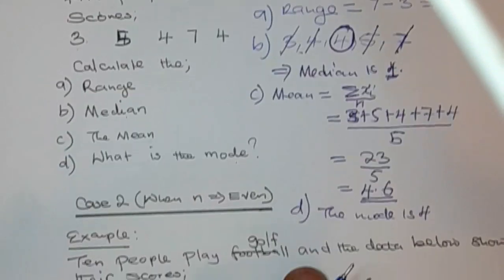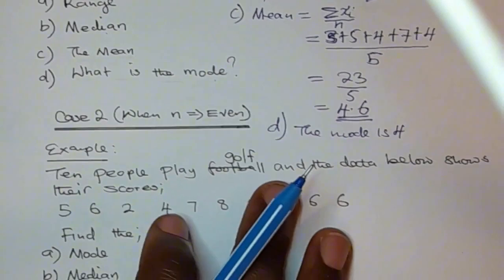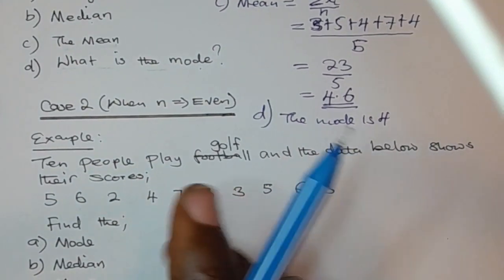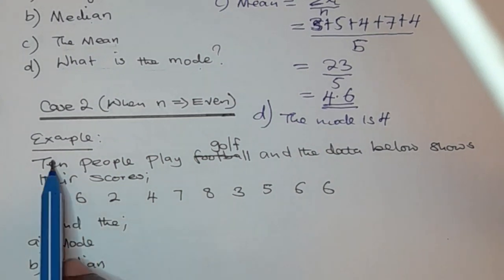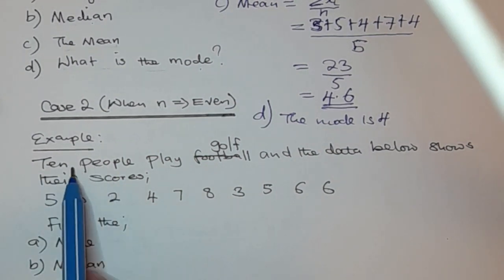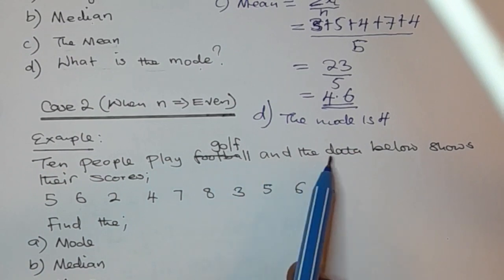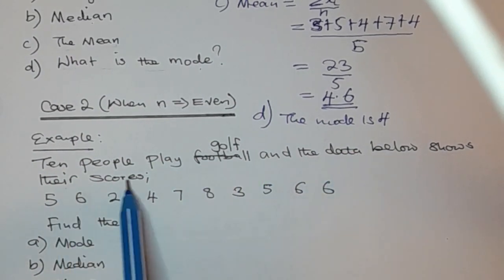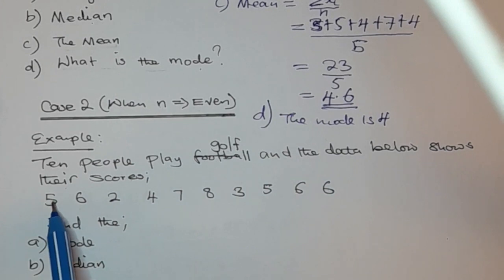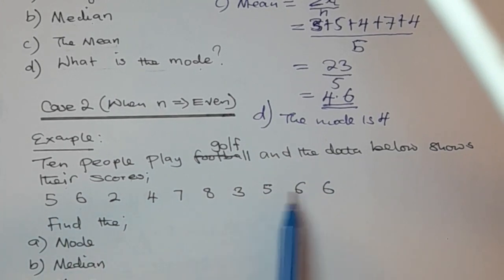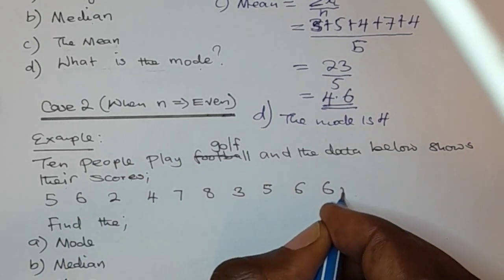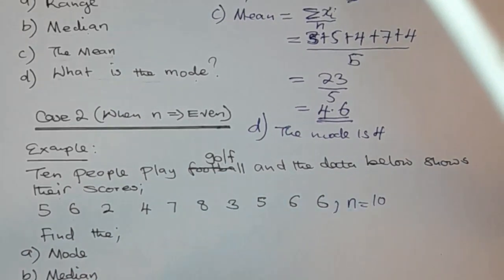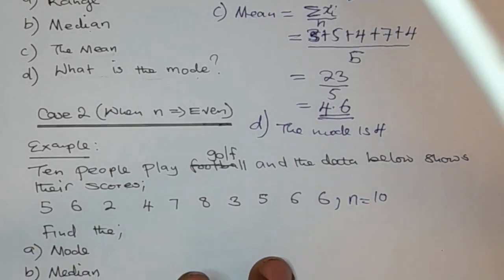Okay, now let's look at case number 2, where n is an even number. What we mean by an even number is when n is divisible by 2. So here's an example. 10 people play golf, and the data below shows their scores. So you have 10 people, 1, 2, 3, 4, 5, 6, 7, up to 10. So n here is 10. The number of observations is 10.